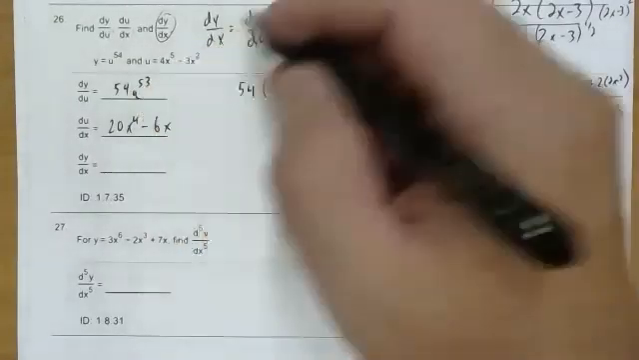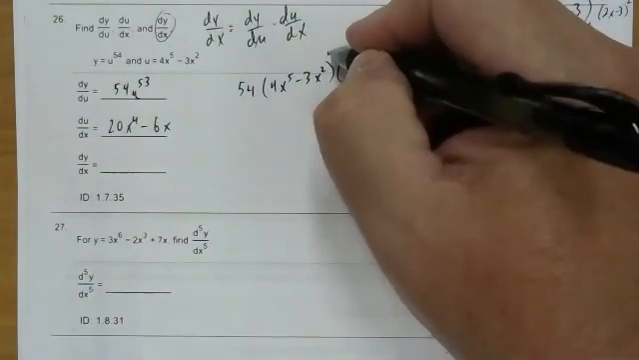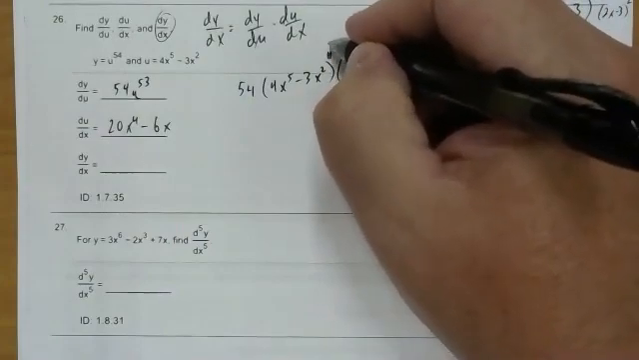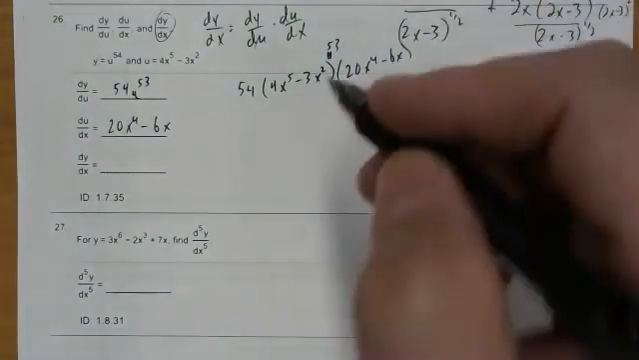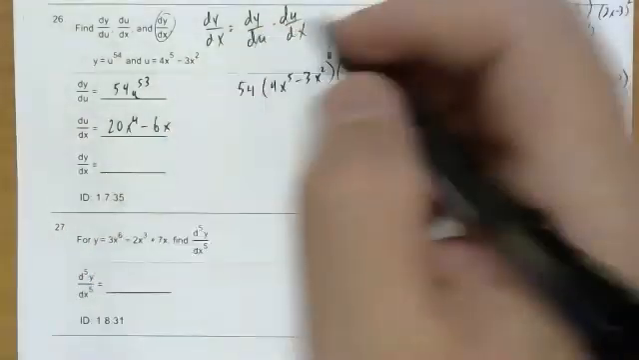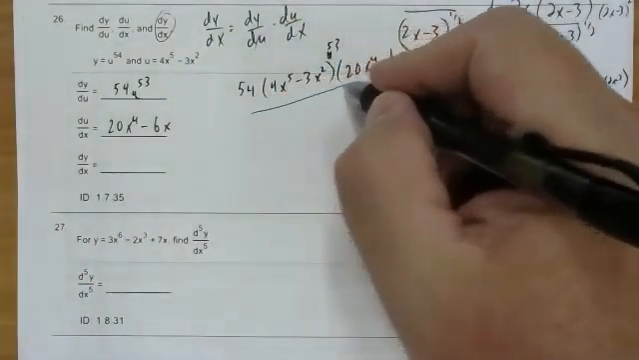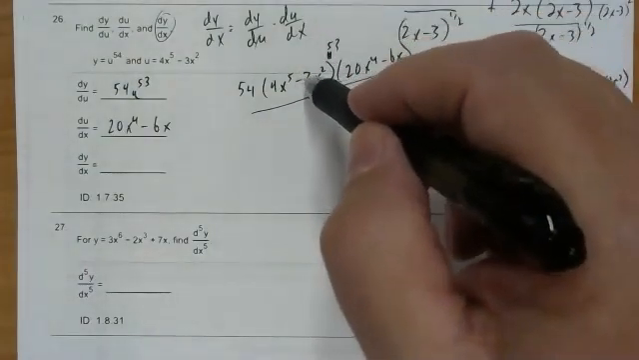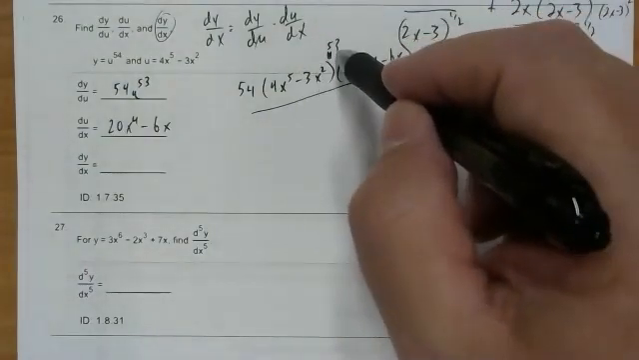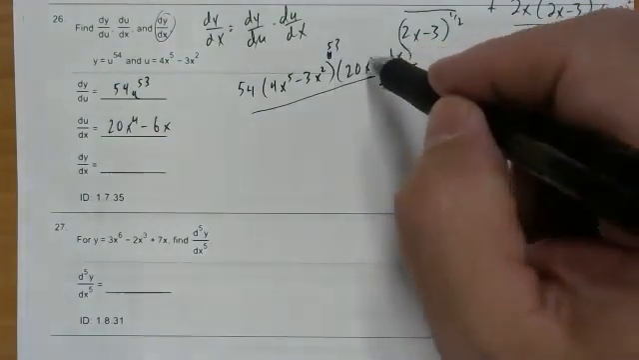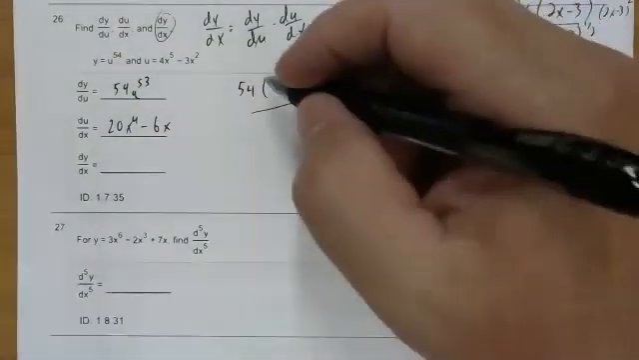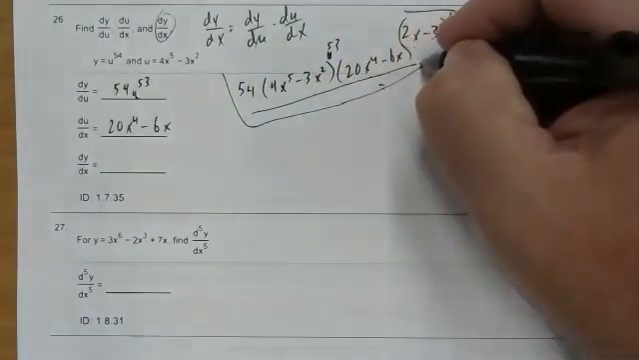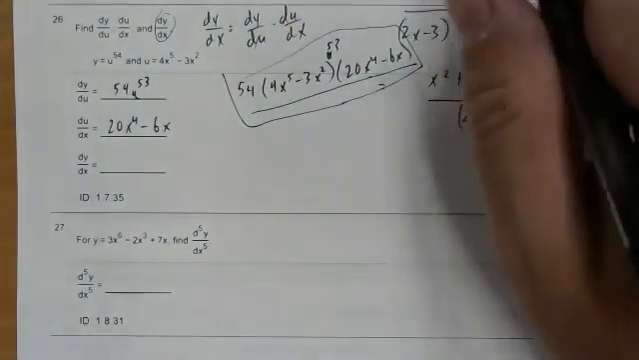Oh, I forgot. This is to the 53rd. Whoops. So actually, you don't FOIL these out. So this is pretty much the answer. It's pretty messy. 54 times 4x to the 5th minus 3x squared, the whole quantity raised to the 53rd power, times 20x to the 4th minus 6x. So actually, that's pretty much done anyways.